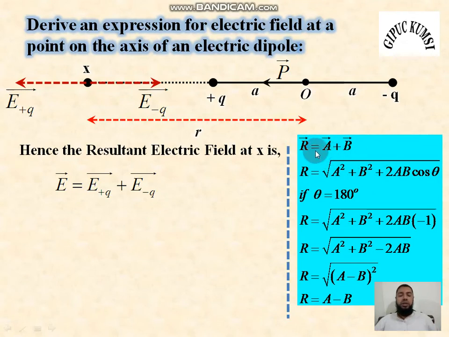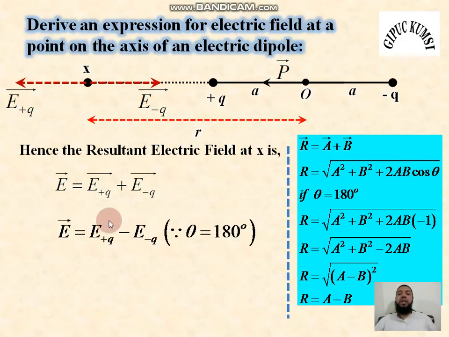If we know that the resultant is equal to vector A plus vector B, the resultant magnitude is given by square root of A square plus B square plus 2AB cos theta. If theta is 180 degrees, then cos theta becomes minus 1. Then square root of A square plus B square minus 2AB is nothing but A minus B whole square, the square root vanishes, and the resultant is A minus B. Hence here also E plus Q and E minus Q are in opposite directions. Theta is 180 degrees, so the net electric field is E plus Q minus E minus Q.